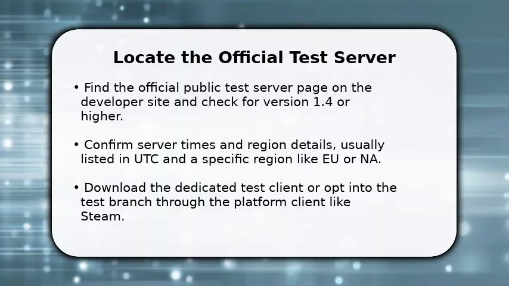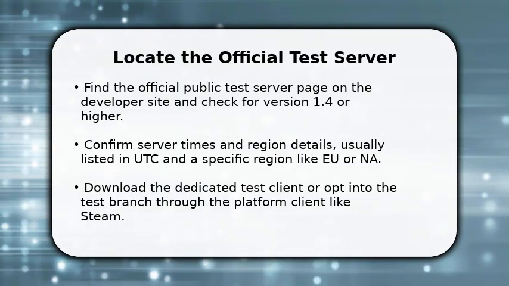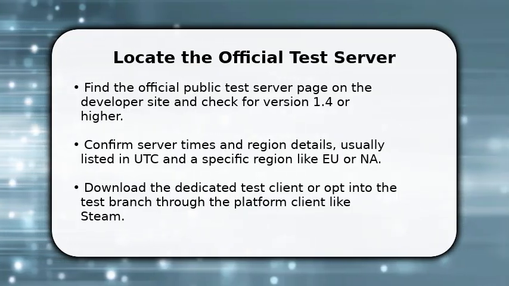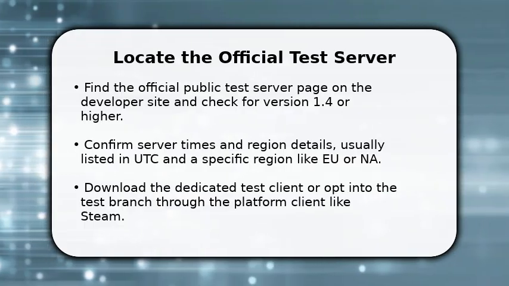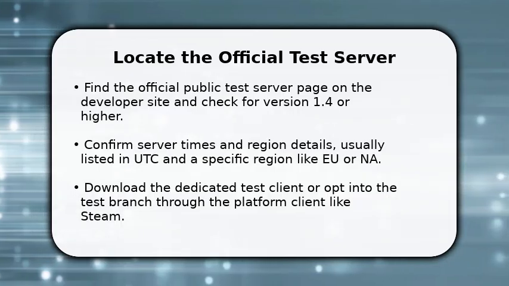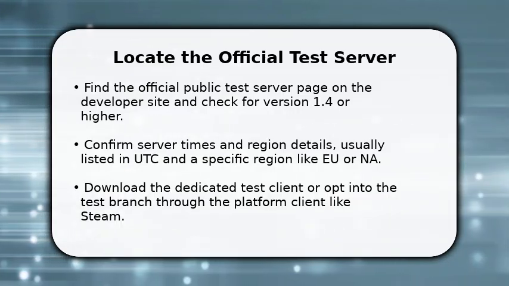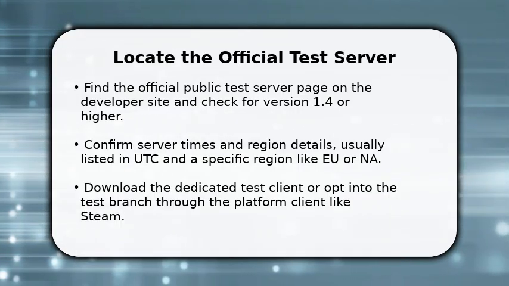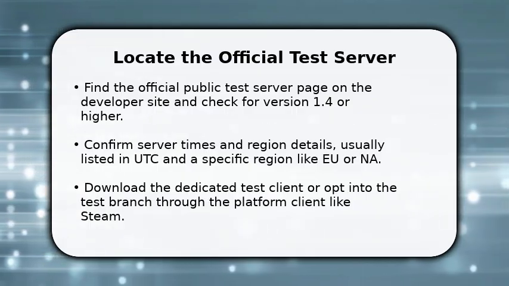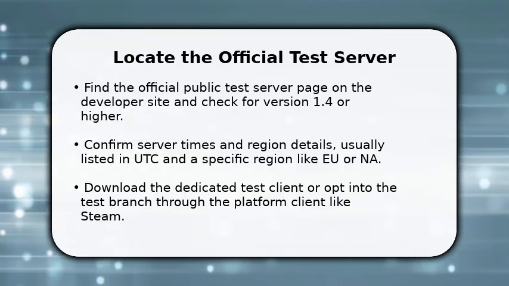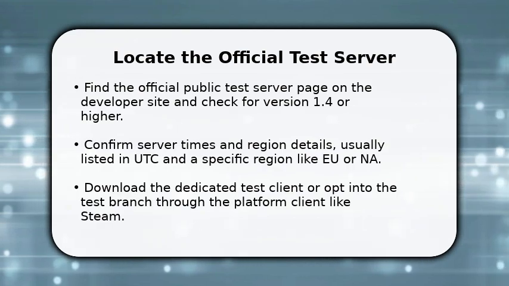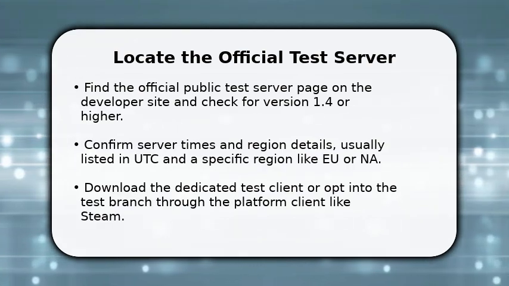Enjoy the video. Start by locating the official public test server announcement on the developer or publisher site. Look for a page that explicitly names the public test server and lists the patch version, for example 1.4 or higher. Check the region and times, usually specified in UTC, and a region label such as EU or NA, so you know availability windows. Finally, download the dedicated test client if provided, or opt into the test branch using the platform client like Steam. Follow any required NDA or forum registration steps.